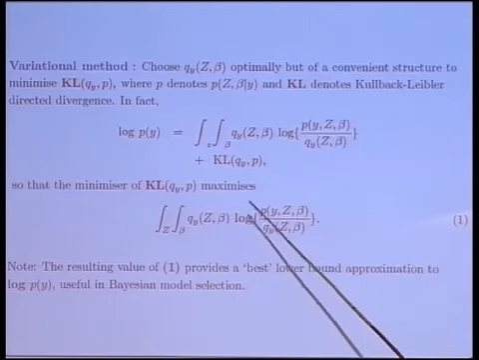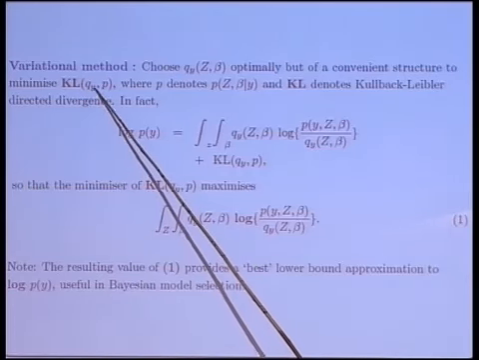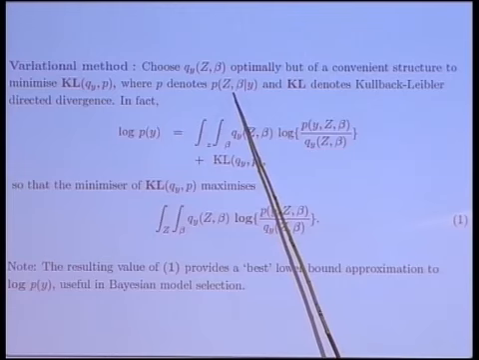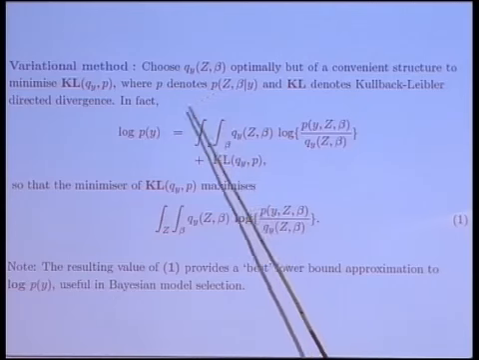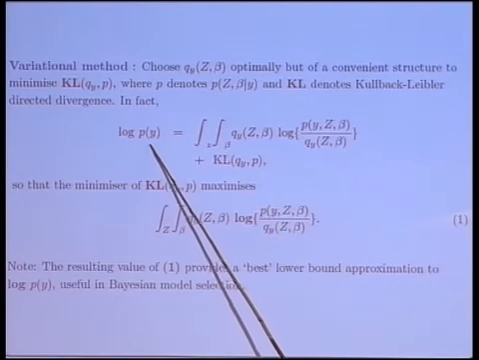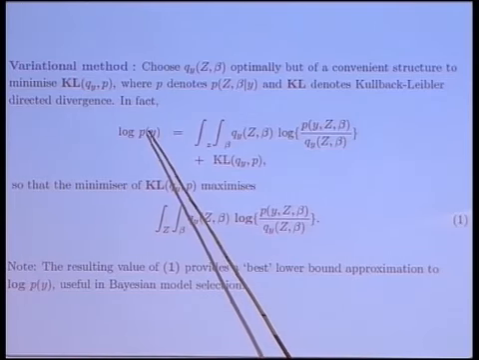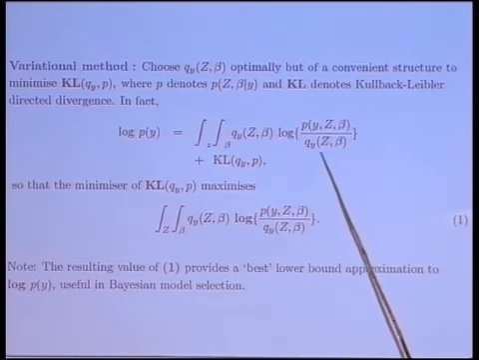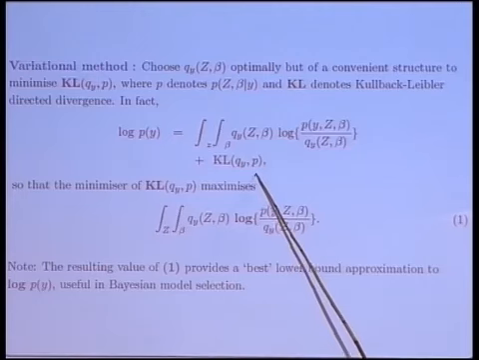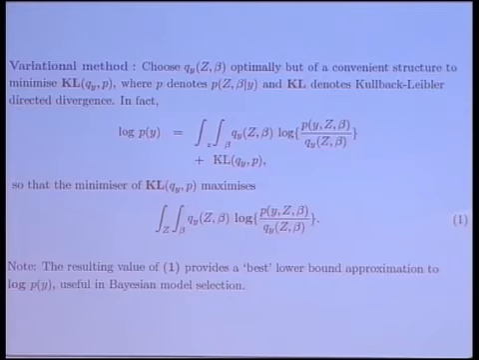Now we could actually make this zero, but to do that we've got to choose qy equals this, and the whole point is we don't know what this is. Now we take the log of the marginal distribution for y. It turns out you can write it as a sum of this quantity and the Kullback-Leibler measure, and this has one or two consequences.